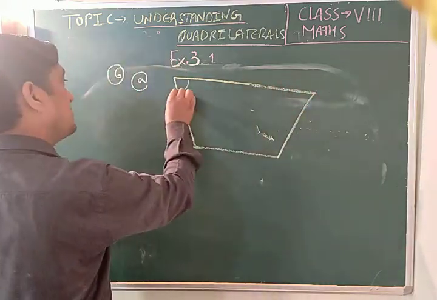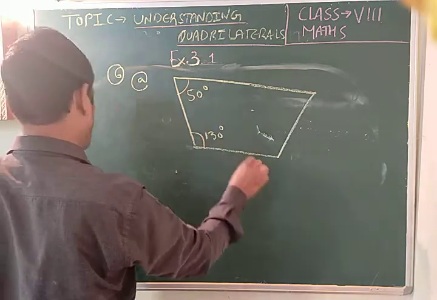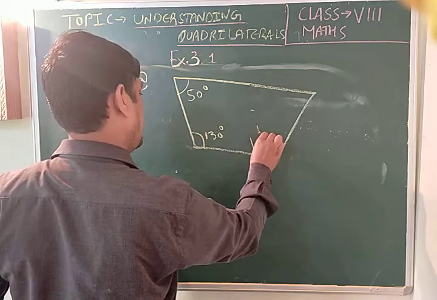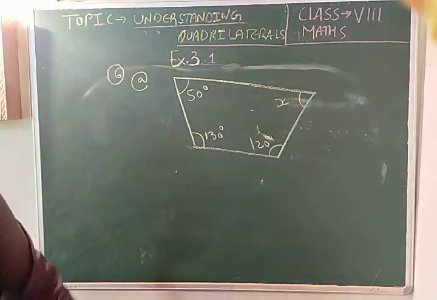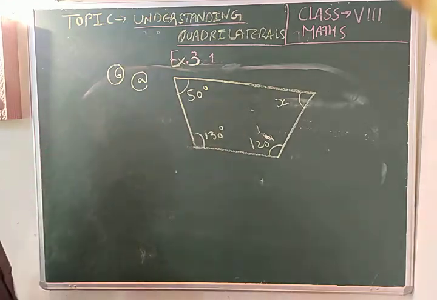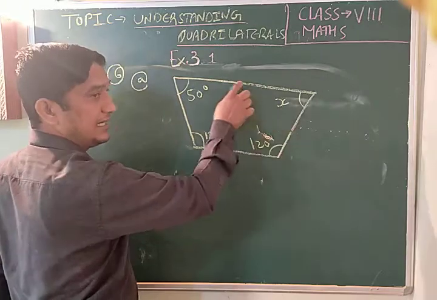Children, this is a figure. This is 50 degree. This is 130 degree. This is 120 degree. And this is x. Now in this figure we have to find the value of x. Now children, as we know that it is what? It is a quadrilateral having 4 sides.